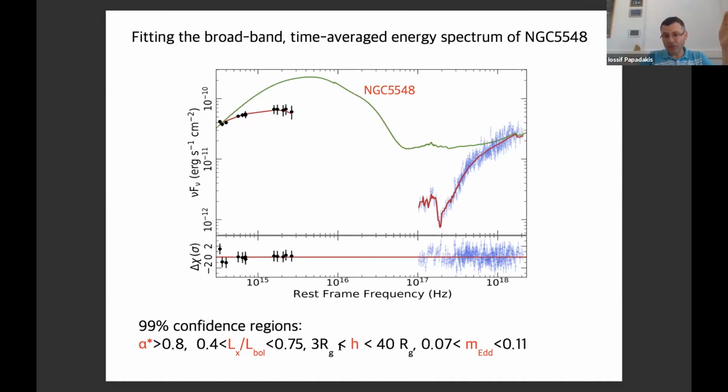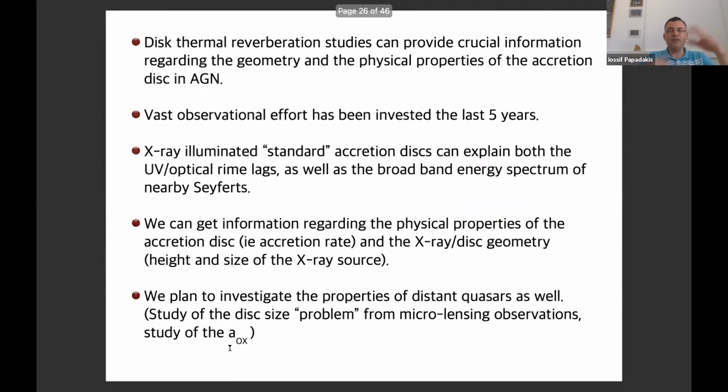With an X-ray source at between about 3 and 40 RG, and most of the bolometric luminosity comes in the X-rays. The ratio Lx over Lbol is around 0.5, exactly as people had observed in the past. So I'm going to stop here and say that this is a hot subject.